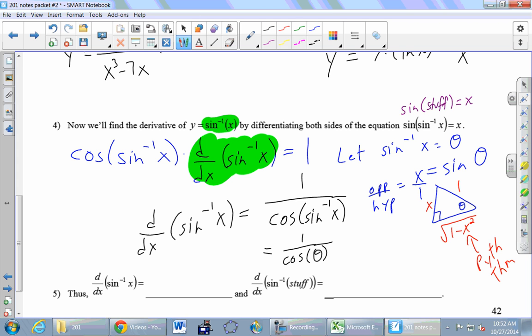But if you have a right triangle with all the sides labeled and a theta, then you can read the cosine of theta. What over what? For cosine, adjacent over hypotenuse, right? So we look at the adjacent side and we divide by the hypotenuse. The adjacent side is, so I'll just copy the one that's upstairs, this root 1 minus x squared, divided by hypotenuse 1. So that gives us root 1 minus x squared over 1. And that is our answer for the derivative of inverse sine of x. It's 1 over the square root of 1 minus x squared.